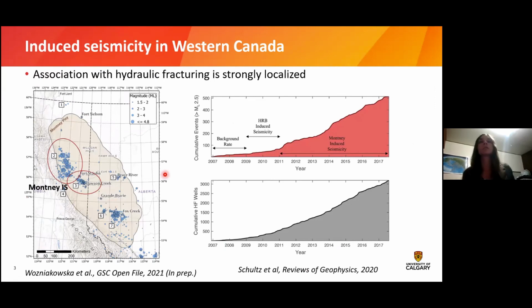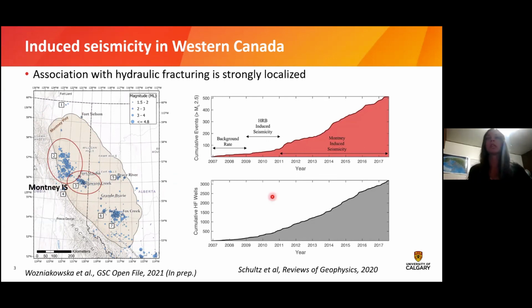So in terms of induced seismicity in Western Canada, it tends to be strongly localized with the hydraulic fracturing wells. And here on the map on the left, I'm showing the main clusters of the induced seismicity above magnitude 1.5. So we can see that it concentrates in different areas. However, in terms of Montney hydraulic fracturing induced seismicity, it's concentrating only within the British Columbia province, which is pretty characteristic for this region. And also I want to indicate that unconventional development in Montney occurs within the whole formation. However, only induced seismicity from the Montney is visible in British Columbia province.